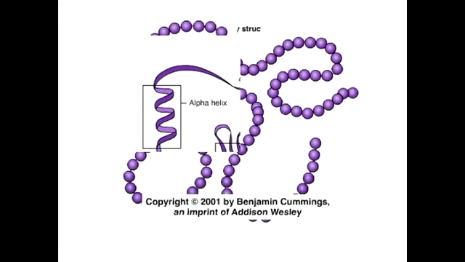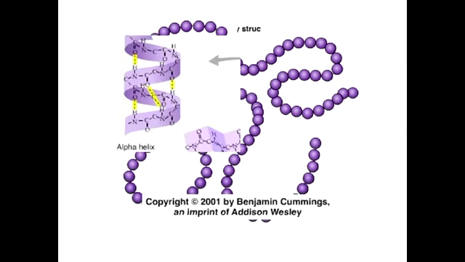Another is the pleated sheet, where the chain folds back on itself, or where two regions of the chain lie parallel to one another. Secondary structure results from hydrogen bonding between atoms along the polypeptide backbone.